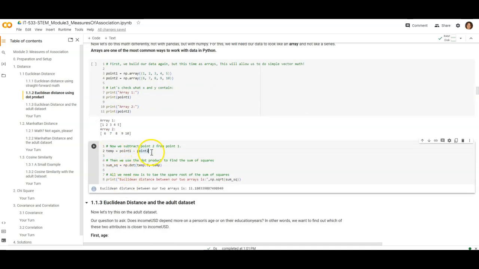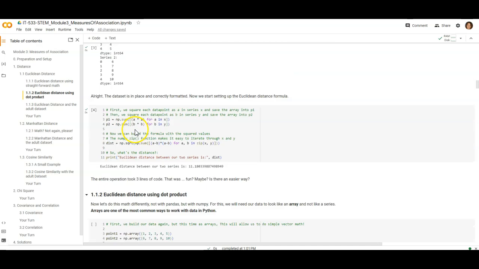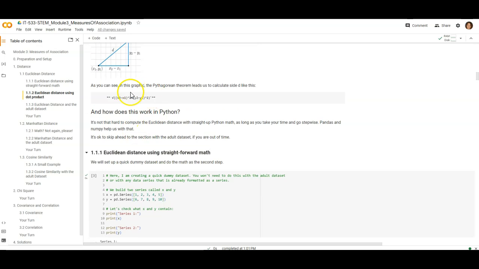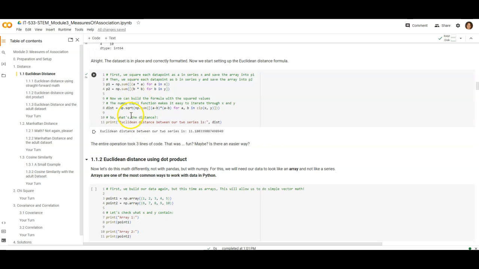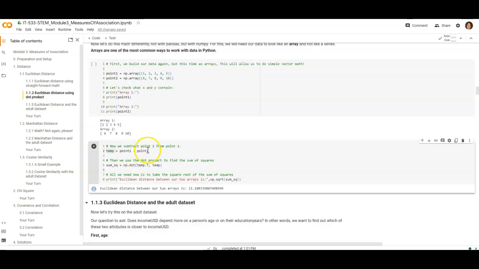We're going to store this relationship in our temp variable. The next thing that we're doing is to find the sum of squares. The sum of squares, because here are the squares and here's the sum. So we're finding the sum of squares between our point 1 and our point 2 arrays that we've set up here. And we've already stored this relationship in our temp variable.